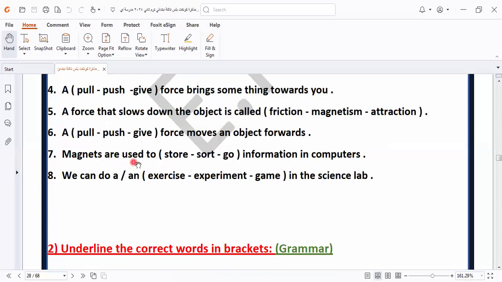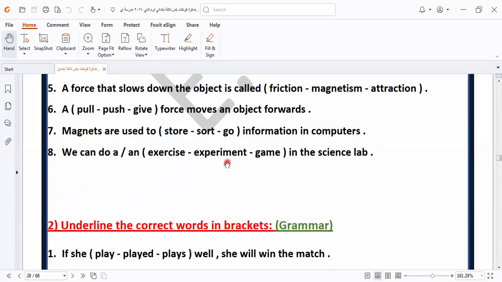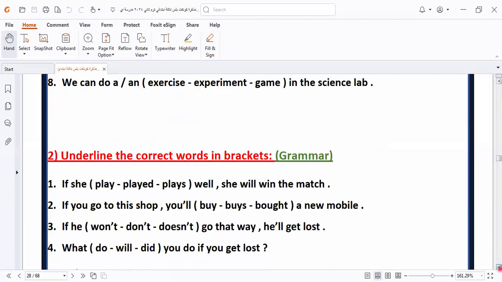Magnets are used to store information in computers. Magnets are used for what? To store information on computers. Yes, we use the magnet to store information on computers. We can do an experiment in the science lab. In the science lab, we do experiments. Let's go to another one here.